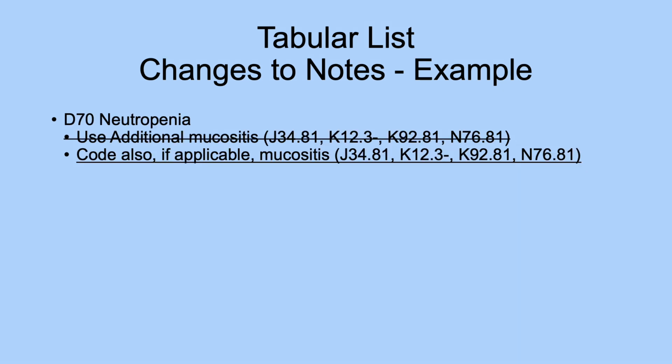Another example is a use additional code note. Under D70, neutropenia, use additional code tells you to use the neutropenia code and then the additional mucositis code. In this case, the order is up to the circumstances. D70 first and then the mucositis, or the other way around. It depends on the circumstances.